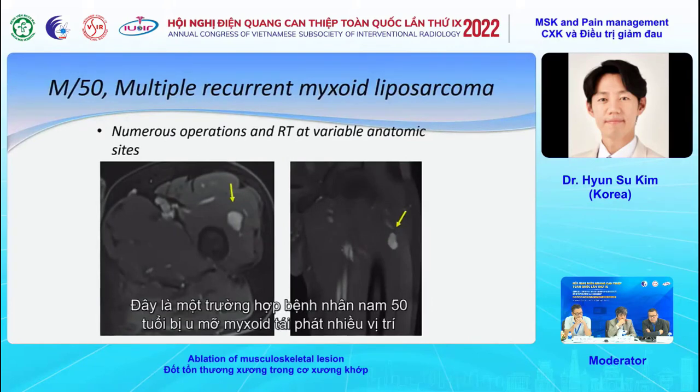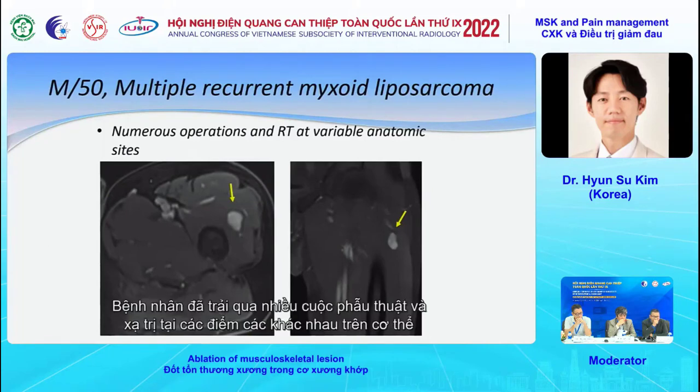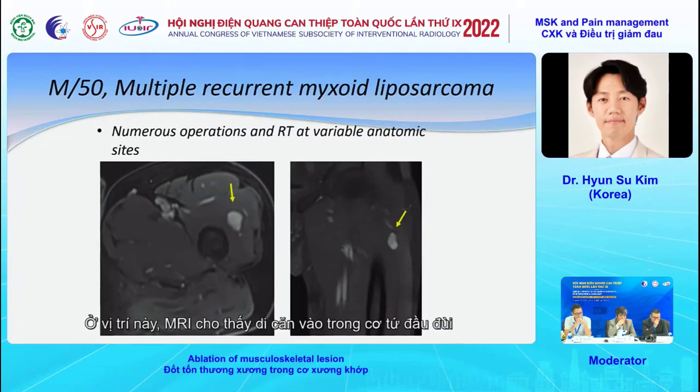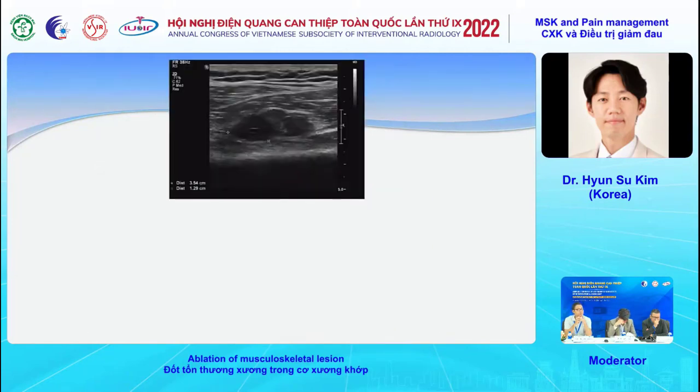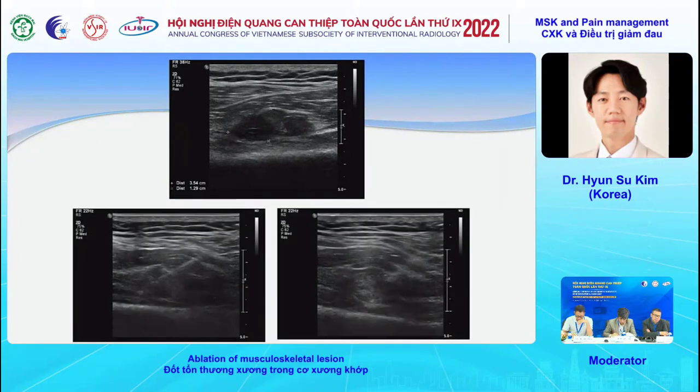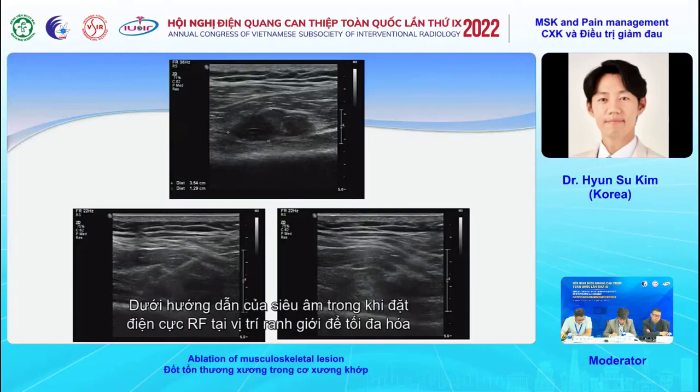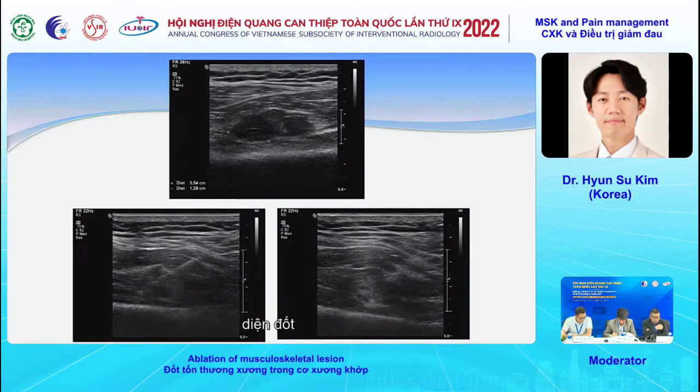This is a case of 50-year-old male patient with multiple recurrent myxoid liposarcoma. He underwent numerous operations and radiation therapy at variable anatomic sites. His thigh MRI reveals intramuscular metastasis in quadriceps muscle. On ultrasound, the lesion could be visualized as an oval hypoechoic mass. RFA was performed under ultrasound guidance while placing the RF electrode at various locations to maximize the ablation zone.